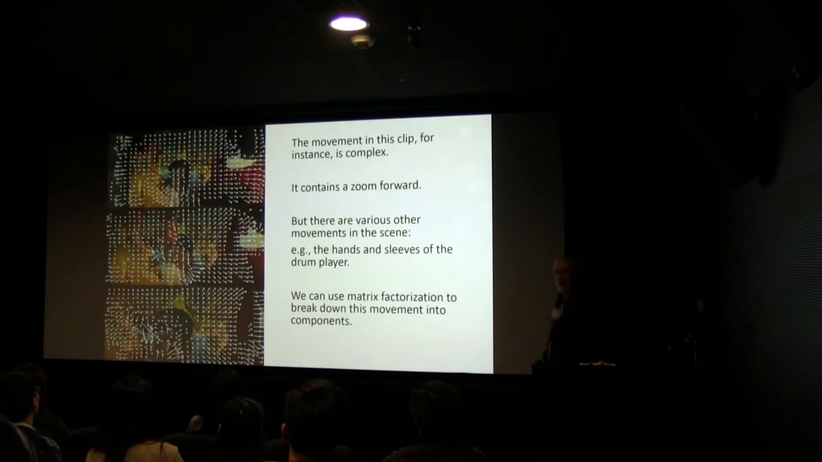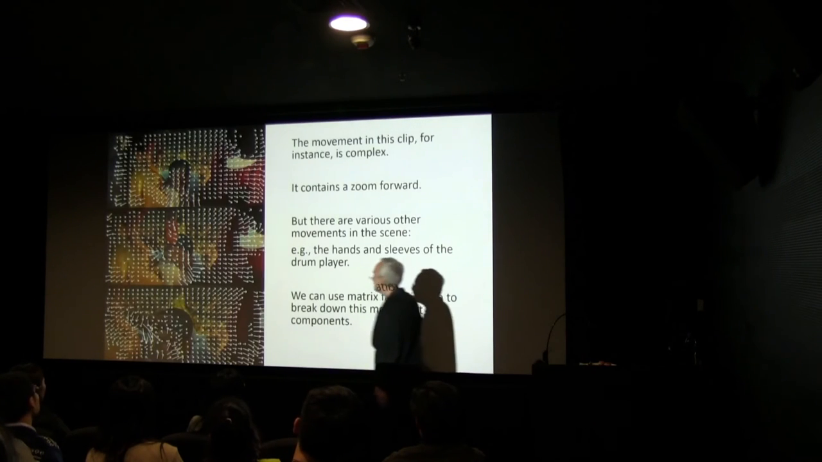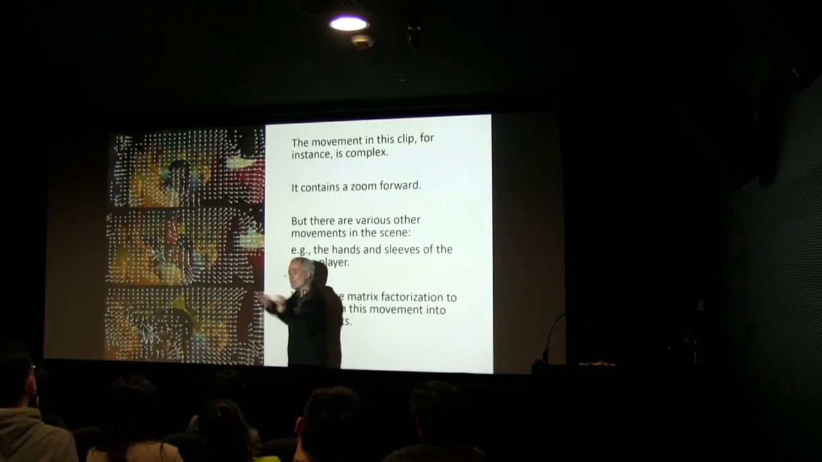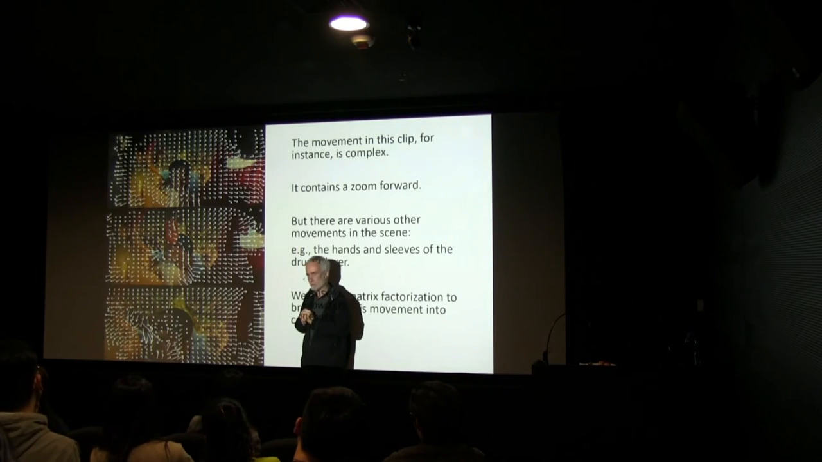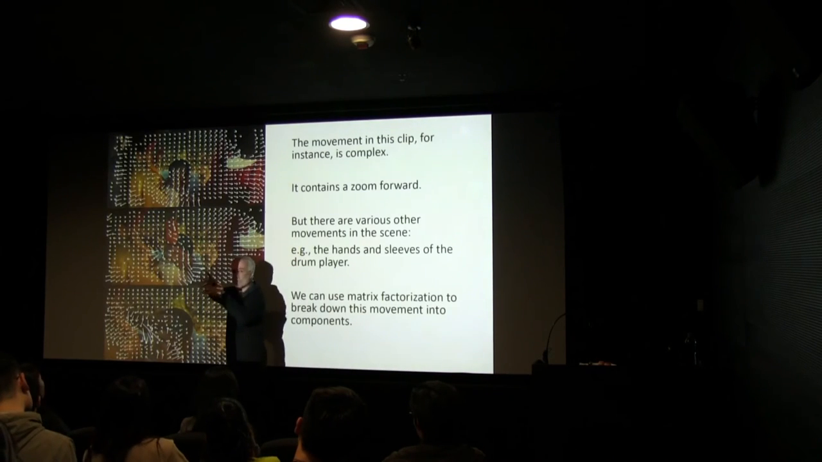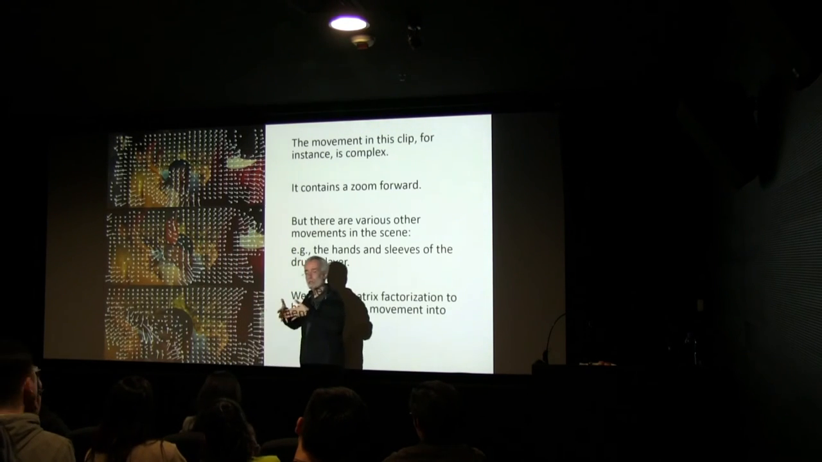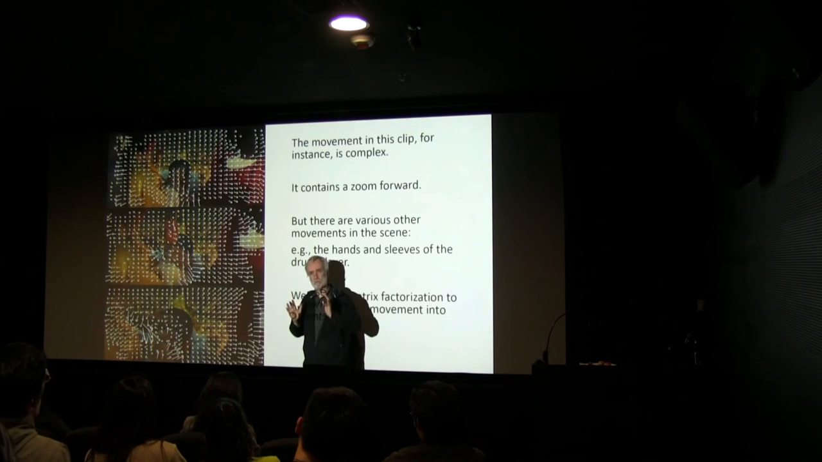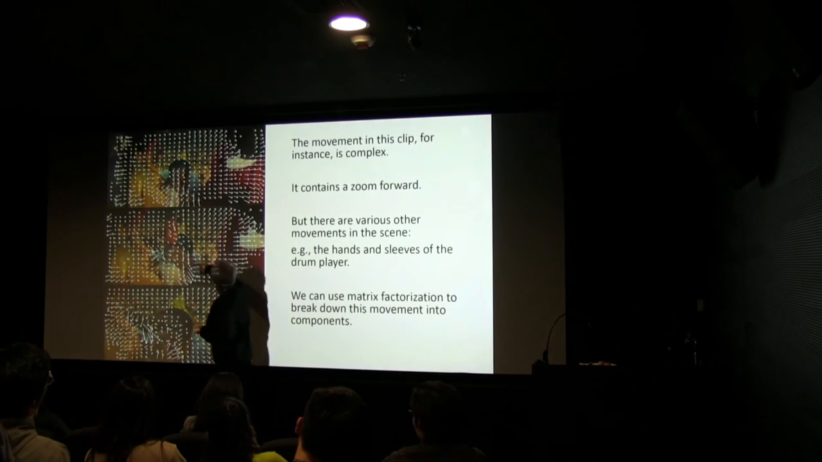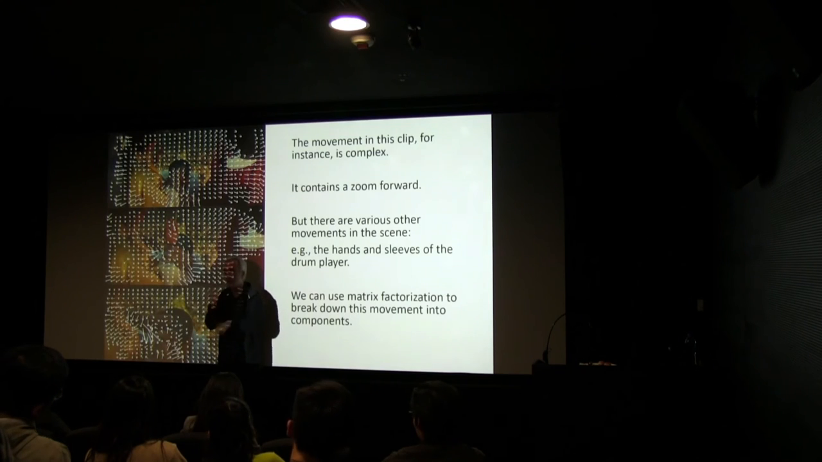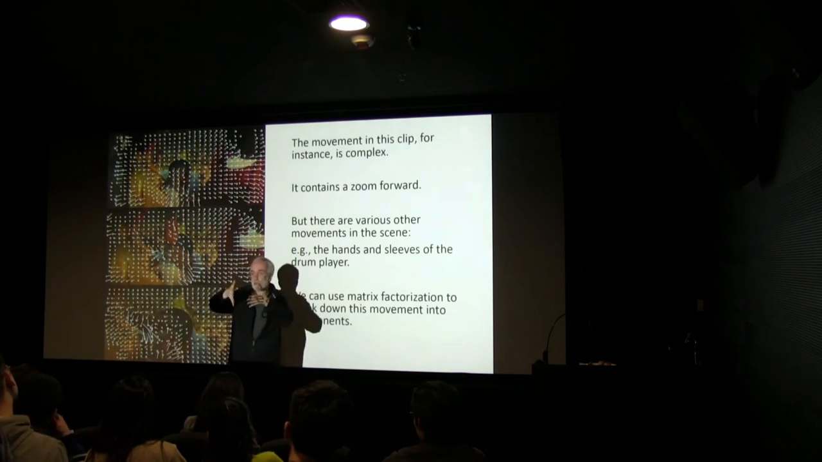So for example, I will show you some video clips and this will be the end. Here is a very complicated movement. It's a zoom. The camera is zooming forward. But it's not just a zoom. You see, there's a character, a woman, who is playing the drums. So you have the movement of the camera zooming forward.